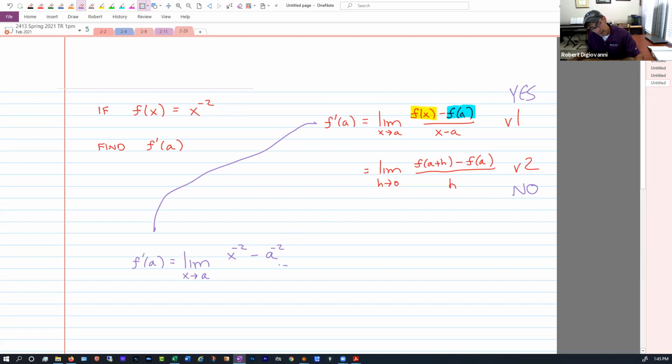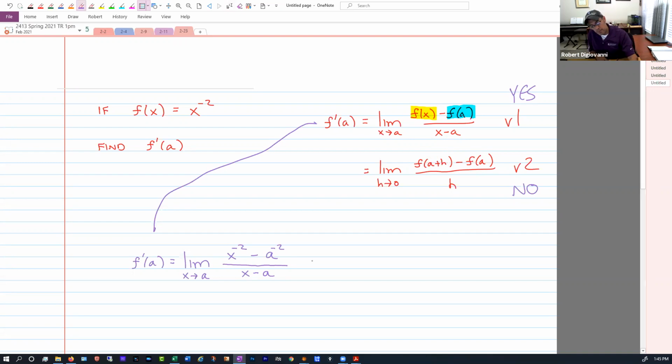And then all of that over x minus a, and there's nothing I can do with that, x minus a. There we go. Okay, now I promise you, if you take this limit right now, you get 0 over 0. It'll be like that every single time. So now we need to do some sort of algebra.